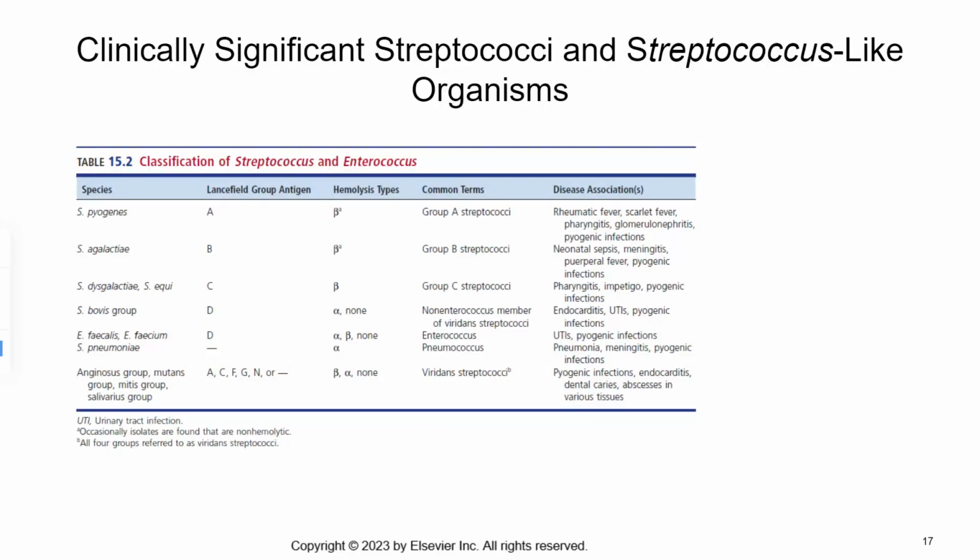So this is a good table that breaks down the Lancefield group, the hemolysis type, the common terms, and the disease association. I highly recommend that you study this table. It has a lot of great information. When you start to put together your flowcharts of how to differentiate the various species, this slide is going to be key with that.